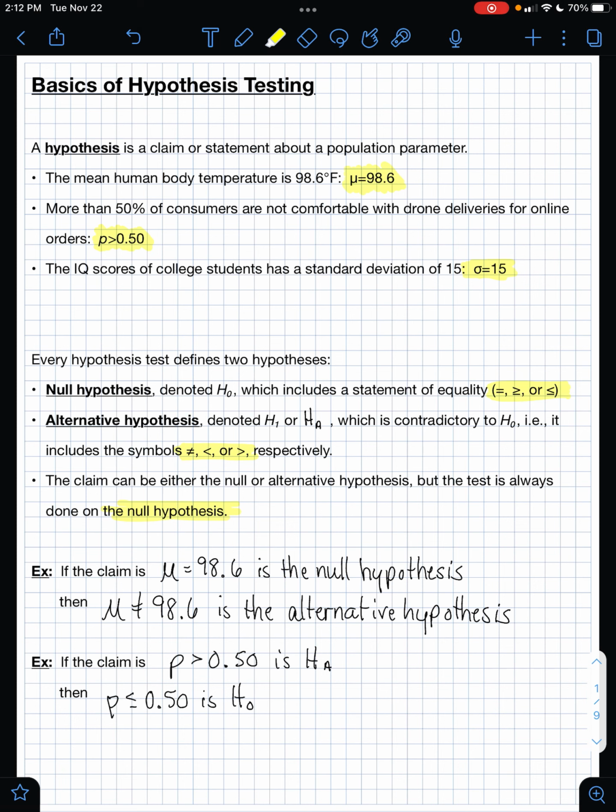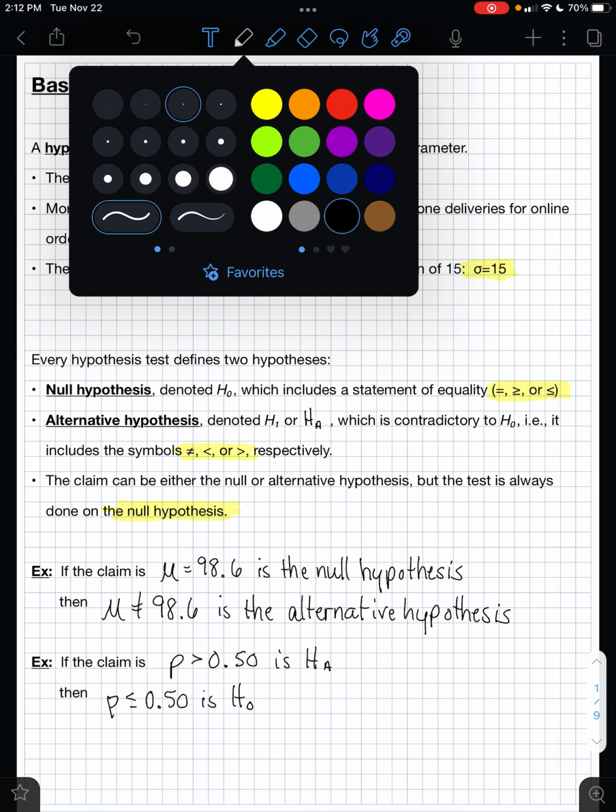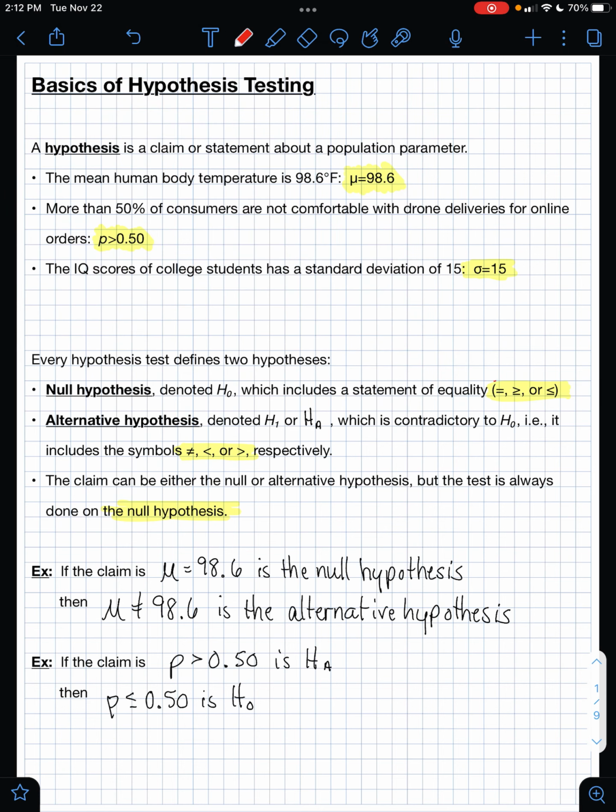In fact, there are some schools of thought that only allow the null hypothesis to ever have the equal sign, and does not allow for the greater than or equal to or less than or equal to. In any case, though, that statement of equality is important. Think about back in algebra class where you would see an equation versus an inequality to solve.